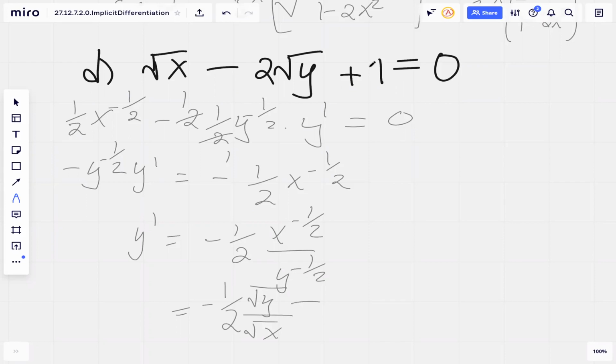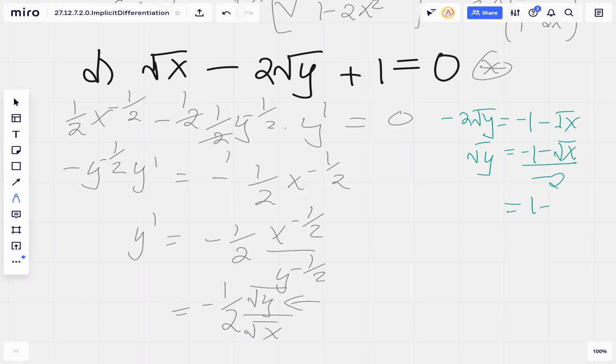And let's solve for square root of y. We're going to do that from the equation up here. Let's pick our green to do that. We're going to solve for the square root of y. And what do we get? We get negative 2 square root of y equals negative 1 minus the square root of x. Square root of y equals negative 1 minus square root of x over negative 2, or 1 plus square root of x over 2.